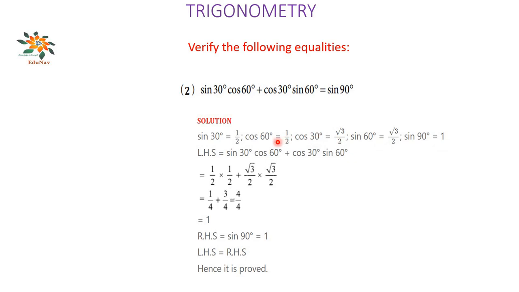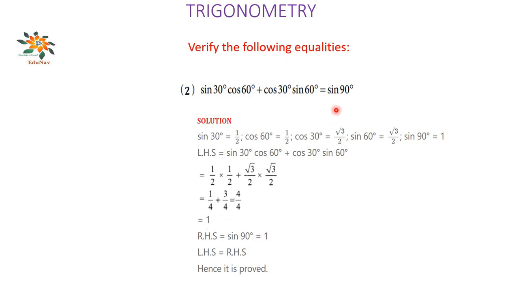Now we are going to substitute these values in the given question and then see whether the equality holds good or not. Coming to the left hand side of the problem, we have sin 30 degree into cos 60 degree plus cos 30 degree into sin 60 degrees. That will give us 1 by 2 into 1 by 2 plus root 3 by 2 into root 3 by 2, which will be equal to 1 by 4 plus 3 by 4. On further simplification, we note that this value is equal to 1.